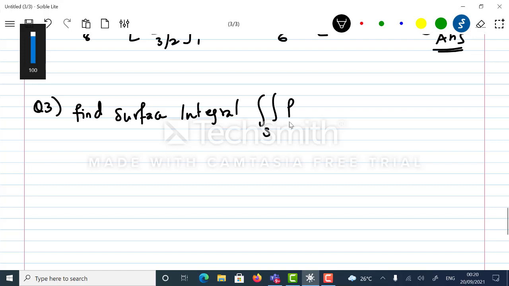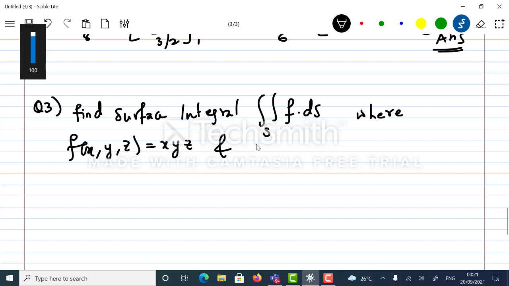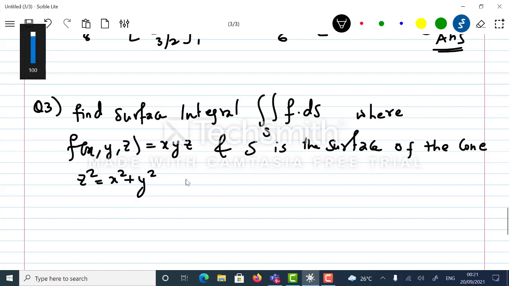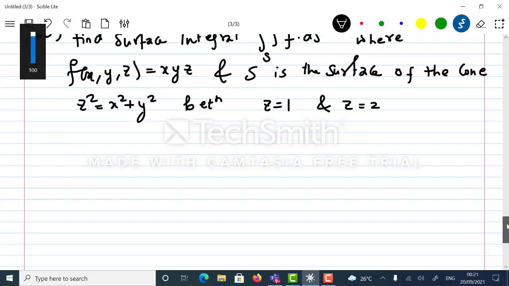Evaluate the surface integral of S f dS, where f of x, y, z is equal to xyz, and S is the surface of the cone z squared is equal to x squared plus y squared between z is equal to 1 and z is equal to 2. So let's solve this.